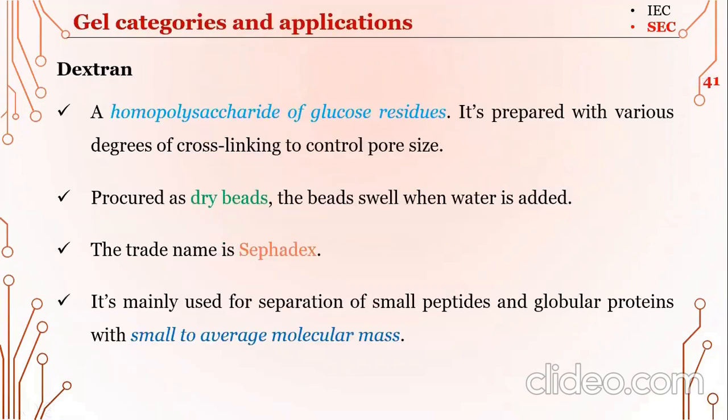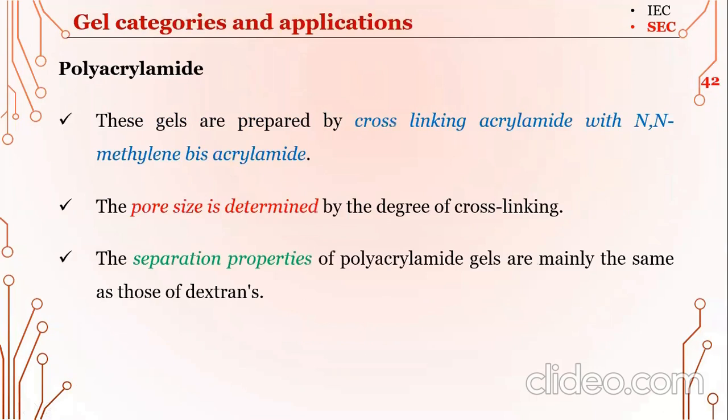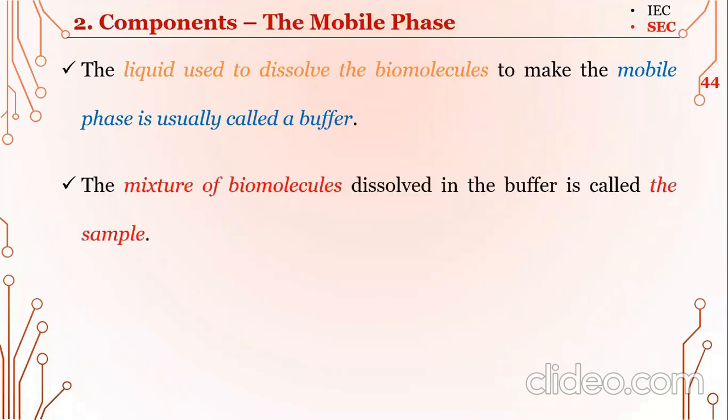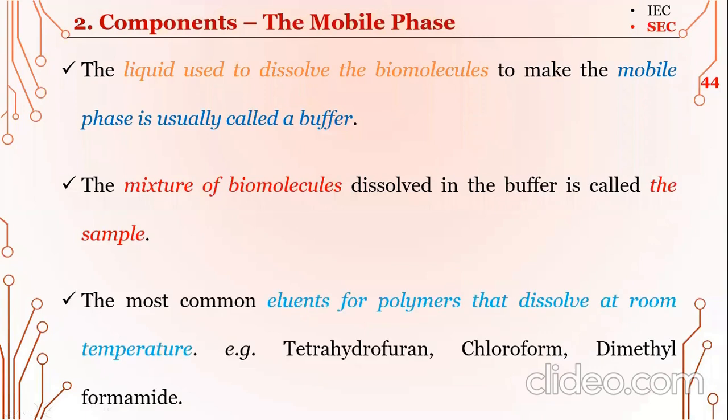and then we have covered some of the gels in there. Then the mobile phase, which is the liquid used to dissolve the biomolecules, is usually the buffer. Then we talked about the sample, and we talked about the solvents for polymers that dissolve at room temperature, like tetrahydrofuran and the other solvents.